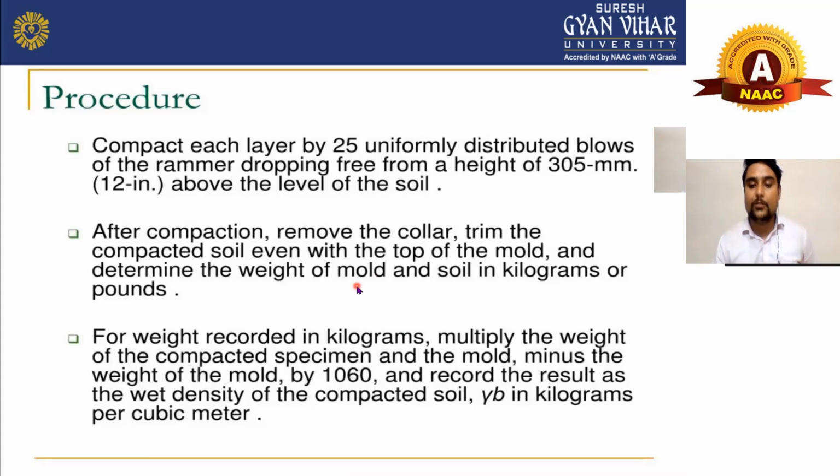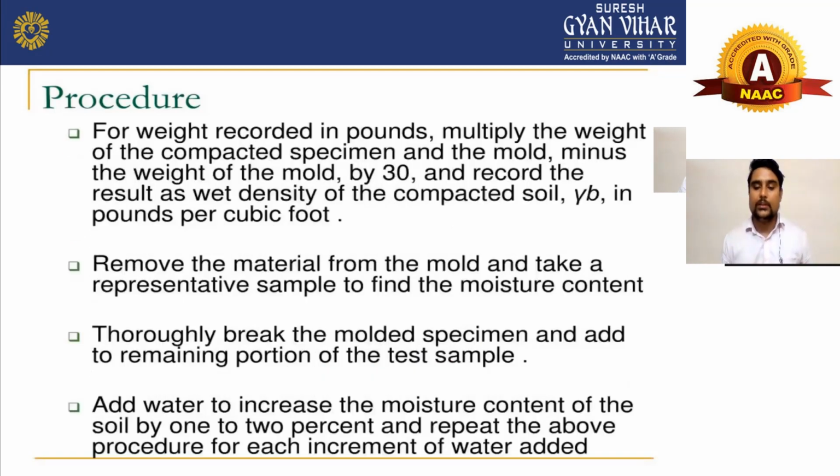If you want to find the density of any specimen or any material, then you have to do mass upon volume. Volume is given here, 1060. You have to divide the weight which you get after the compaction. Now, for weight recorded in pounds, multiply the weight of the compacted specimen and the mold, minus the weight of the mold, by 30 and record the result as the weight density of the compacted soil.